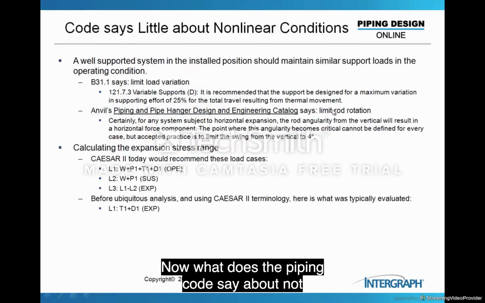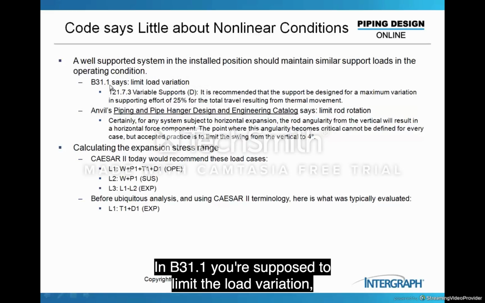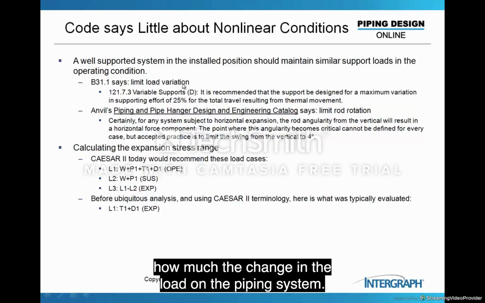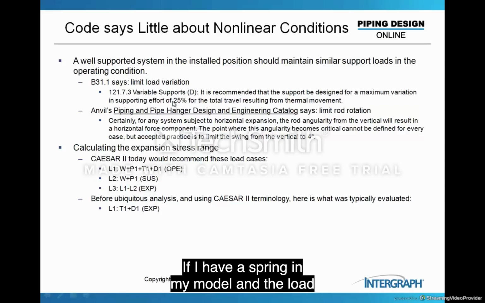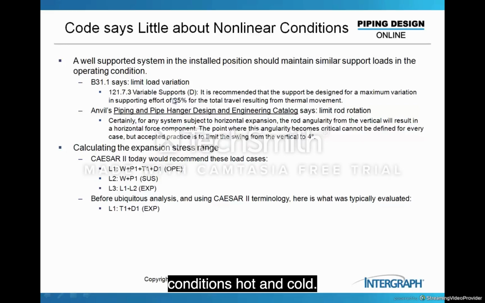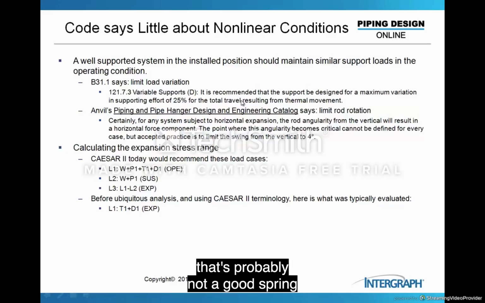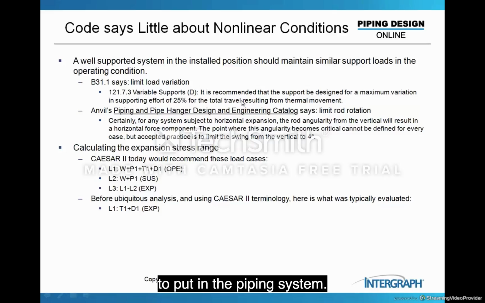Now, what does the piping code say about nonlinear conditions? There's very little said about it. In B31.1, you're supposed to limit load variation, how much the load changes on the piping system. If I have a spring in my model and the load changes by more than 25%, well, that's not a nonlinear condition, but it's a change in the support conditions, hot and cold. If those support loads change more than 25%, that's probably not a good spring to put in the piping system.